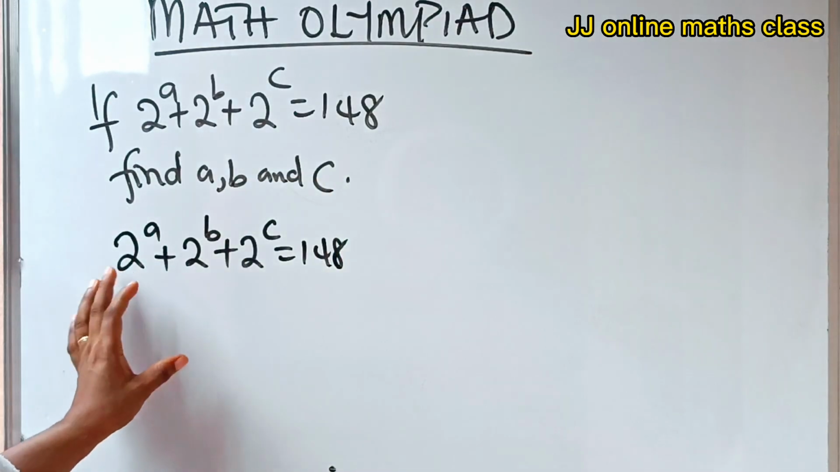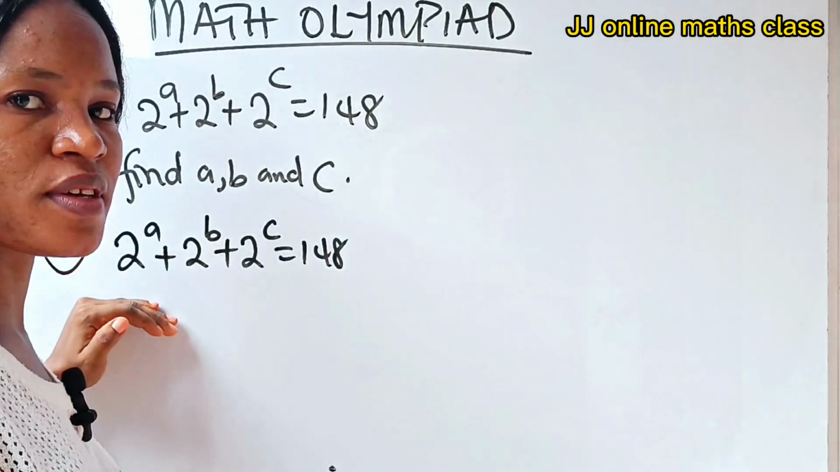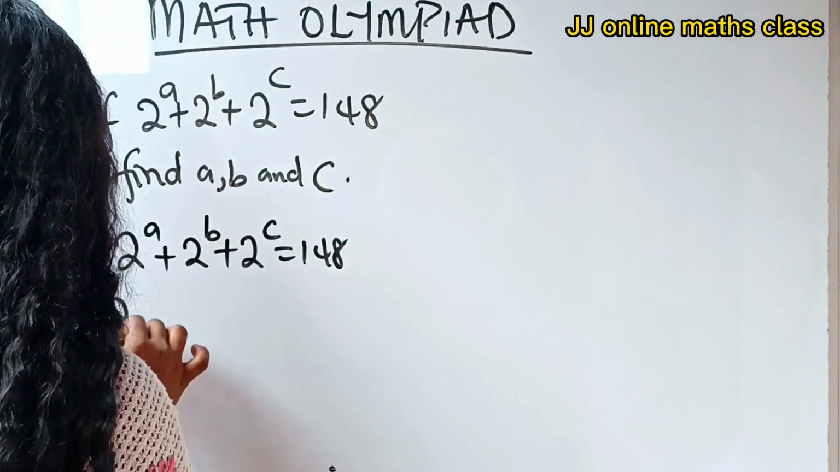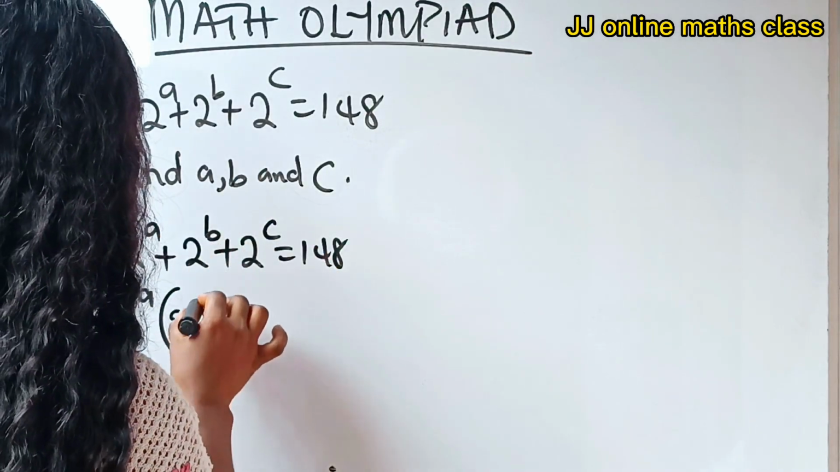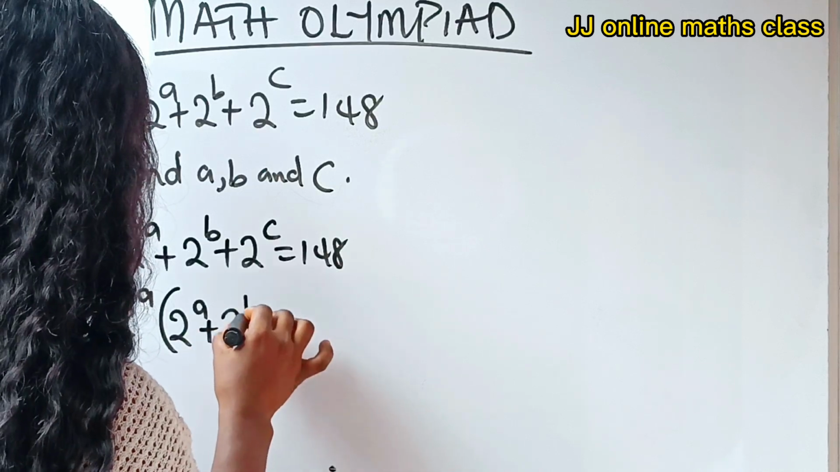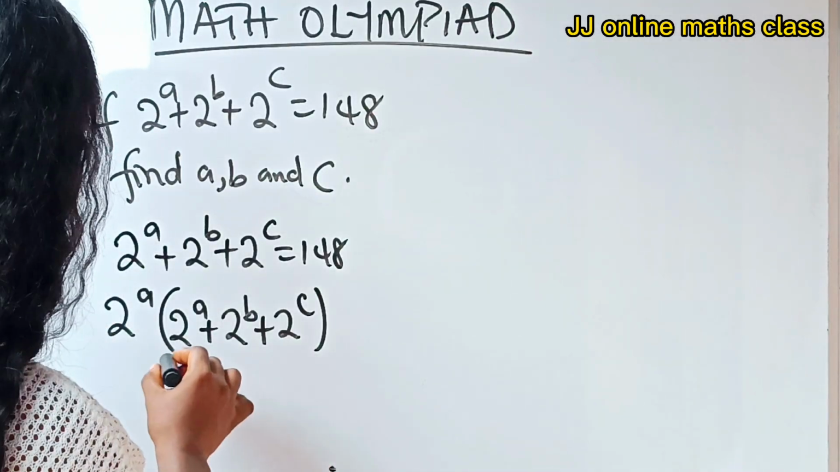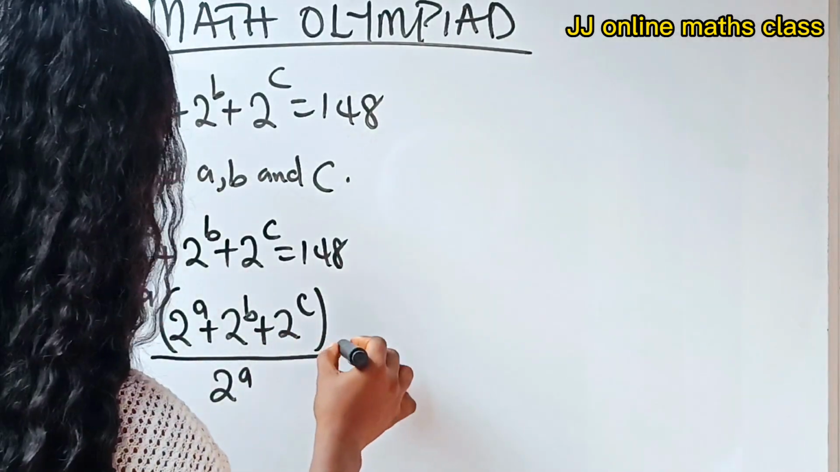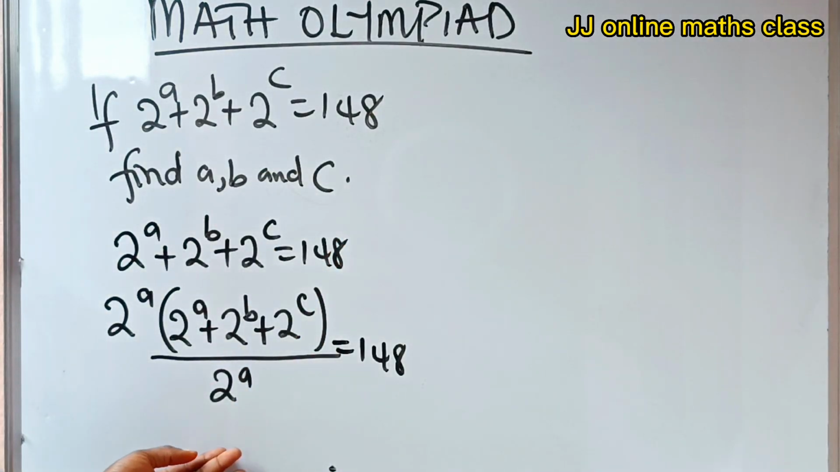First of all, let's multiply and divide the left hand side of this equation by 2 to the power of a. So that means we have 2 to the power of a, bracket, let's use it to multiply this: 2 to the power of a plus 2 to the power of b plus 2 to the power of c, divided by 2 to the power of a, is equal to 148. All right, now what do we do next?